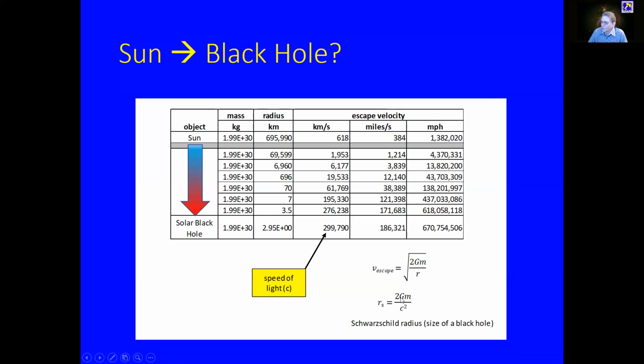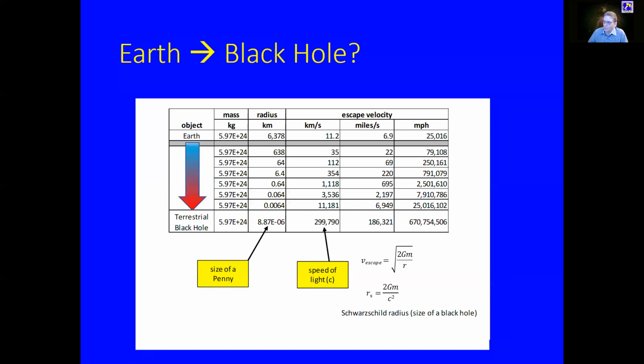So whatever the mass of your object is, we can plug that in here. G is a constant that we talked about earlier, and the velocity of light is also a constant. It's 299,790 kilometers per second, and that gives us the radius of the object. It's called the Schwarzschild radius.